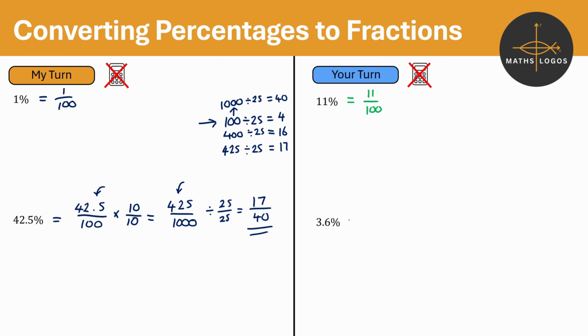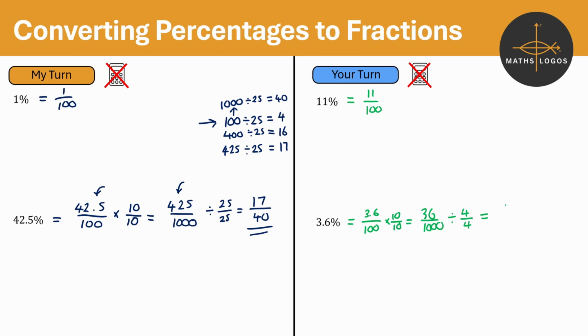Then we have 3.6%. Let's start by writing it as 3.6 over 100. Then we'll multiply by 10 to remove that decimal point. That gives us 36 over 1,000. And I'll check to see what they're divisible by. I know they're both even numbers because they end in a 6 and a 0 respectively. If they're divisible by 2, I then want to check if they're divisible by 4, and I know that I can divide 36 by 4, so they are. I'll divide through by 4.